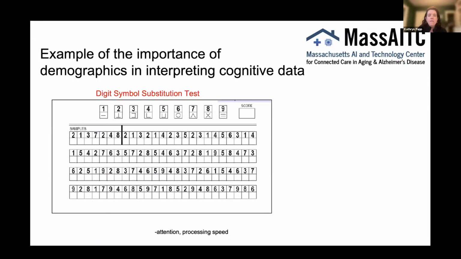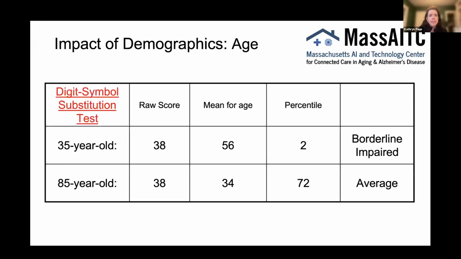Participants are asked to fill in the symbols that go with the numbers as quickly as possible. It's a measure of attention and processing speed, and the total score is the number of items that are completed within a given amount of time. Now, in this example here, we have a raw score of 38. And if we look at that performance in a 35-year-old, that would be considered to be at the second percentile or in the borderline impaired range. In contrast, if an 85-year-old scores 38, that's average and they're in the 72nd percentile.